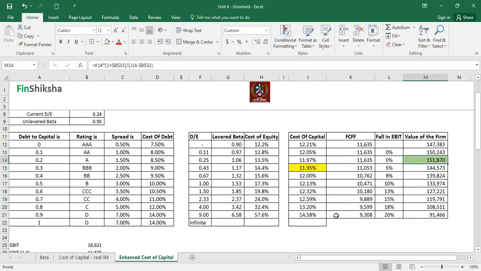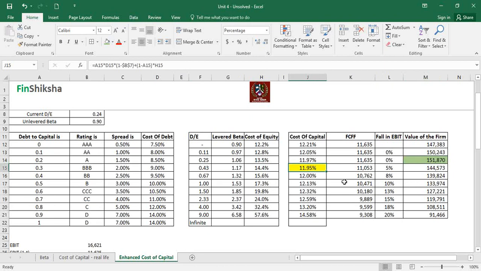So in a sense, if we assume that these bankruptcy costs are correct, then the firm maximizes its value at the current debt equity ratio, which is 0.24. We're saying this value at around 0.25. Importantly, this is different from our earlier analysis, which said that debt equity should probably increase to 0.43, because that's where the cost of capital gets minimized.